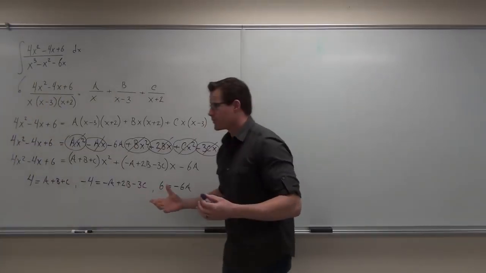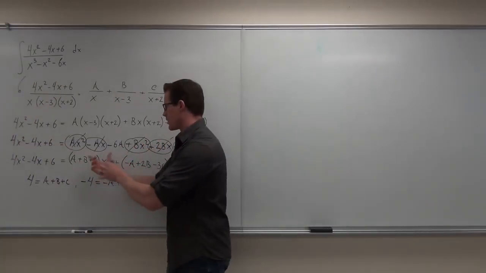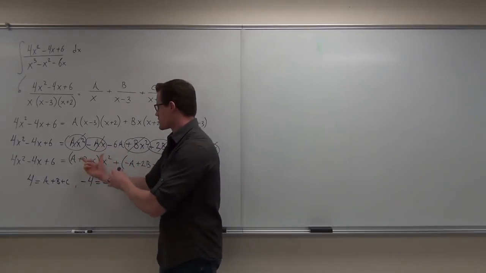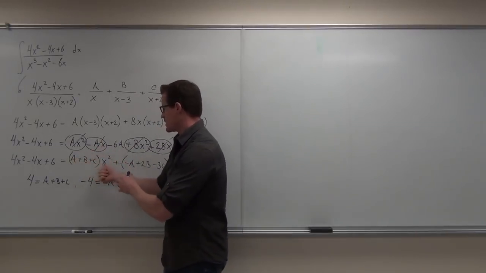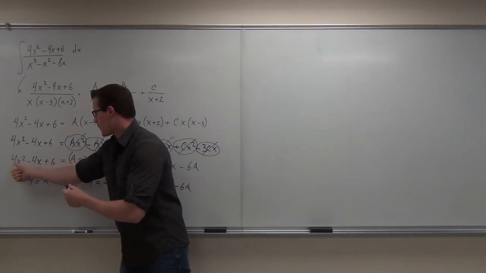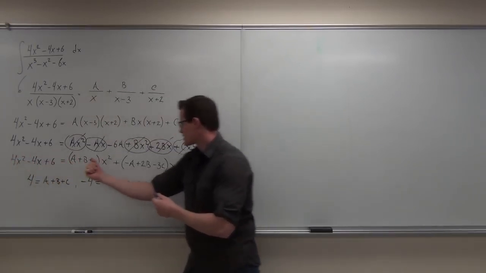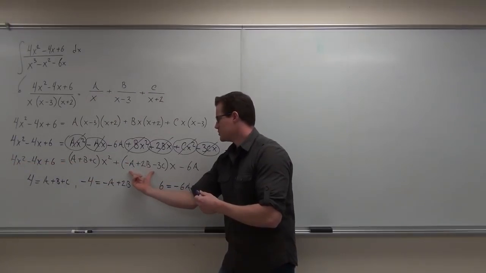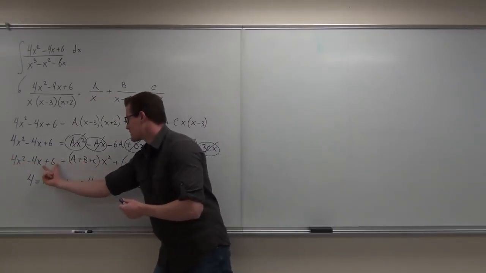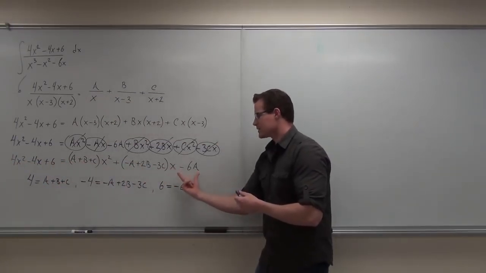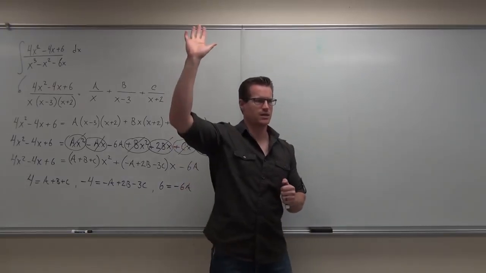So we've basically factored out our like terms. So we have a plus b plus c x squared. For 4x squared, 4 must match up with a plus b plus c. Negative 4 must match up with negative a plus 2b minus 3c. Positive 6 must match up with negative 6a. Show of hands, feel okay with the idea?